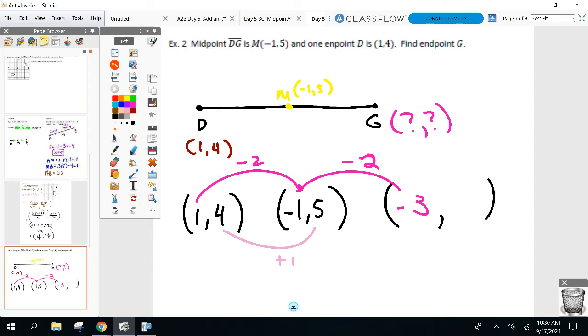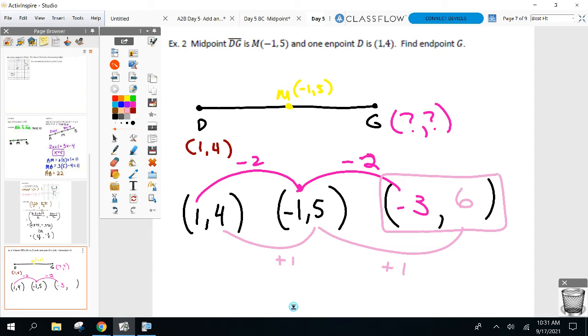So if that's in the middle, how many more steps do I need to take to get to the end? One more. Where do you end up on the x-axis? There you go. You just found point G. I like to call this the skip method, or the walk method. I don't know, whatever you prefer. There it is, negative 3, 6.